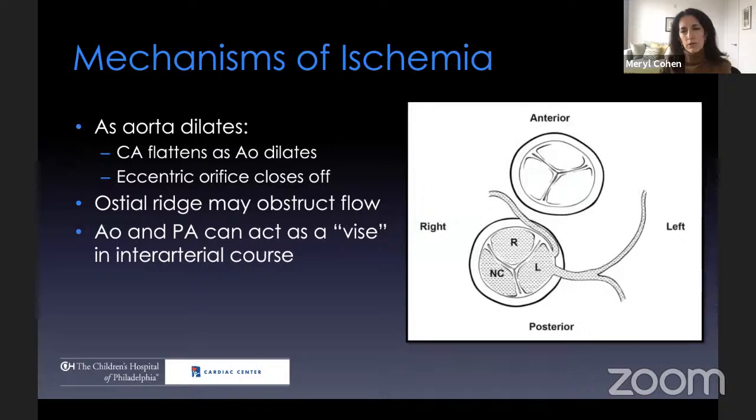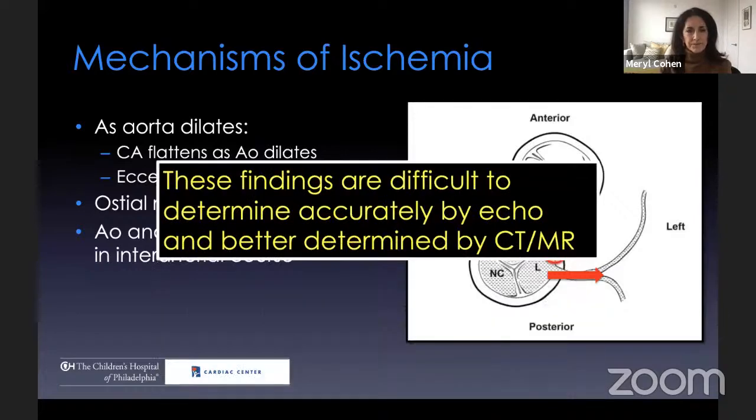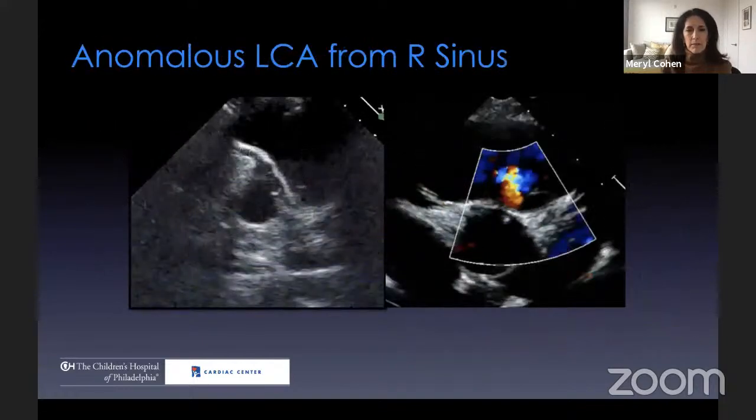in the interarterial course. So here's what an anomalous coronary looks like in the normal state. Here's the normal left coronary artery. Here's an anomalous right. You can see that eccentric orifice. You can see the back wall of the coronary when you look through the orifice. And you can see that if the aorta and the pulmonary artery dilate, you can see the multiple mechanisms by which a patient might shut off flow to that coronary artery. So these findings are quite difficult to determine by echo and are better determined by CT and MR potentially.